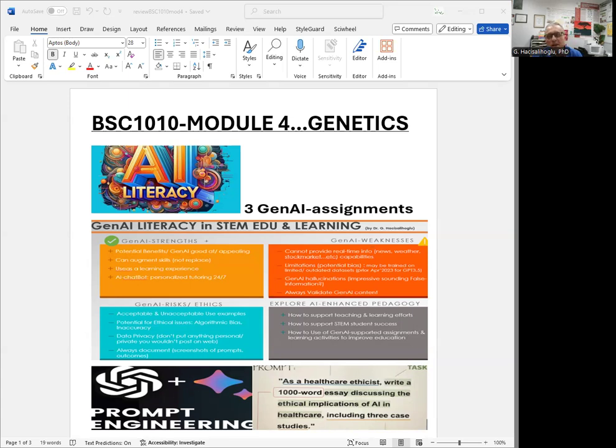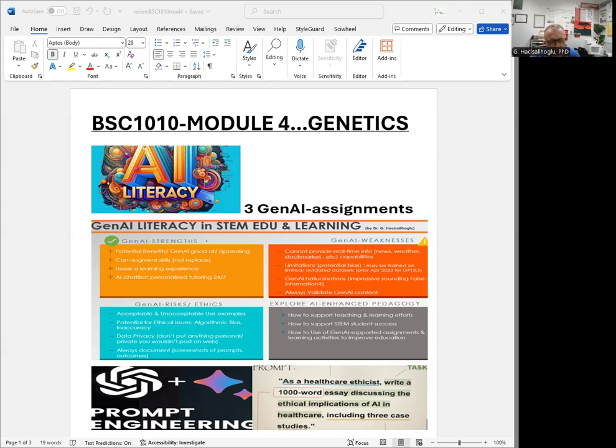Today's topic is BSC 1010 General Bio 1 Majors Biology and Module 4, which is all genetics related chapters, and very briefly a little review on AI literacy as well. Let's get started. Okay, so we start with the AI literacy first.